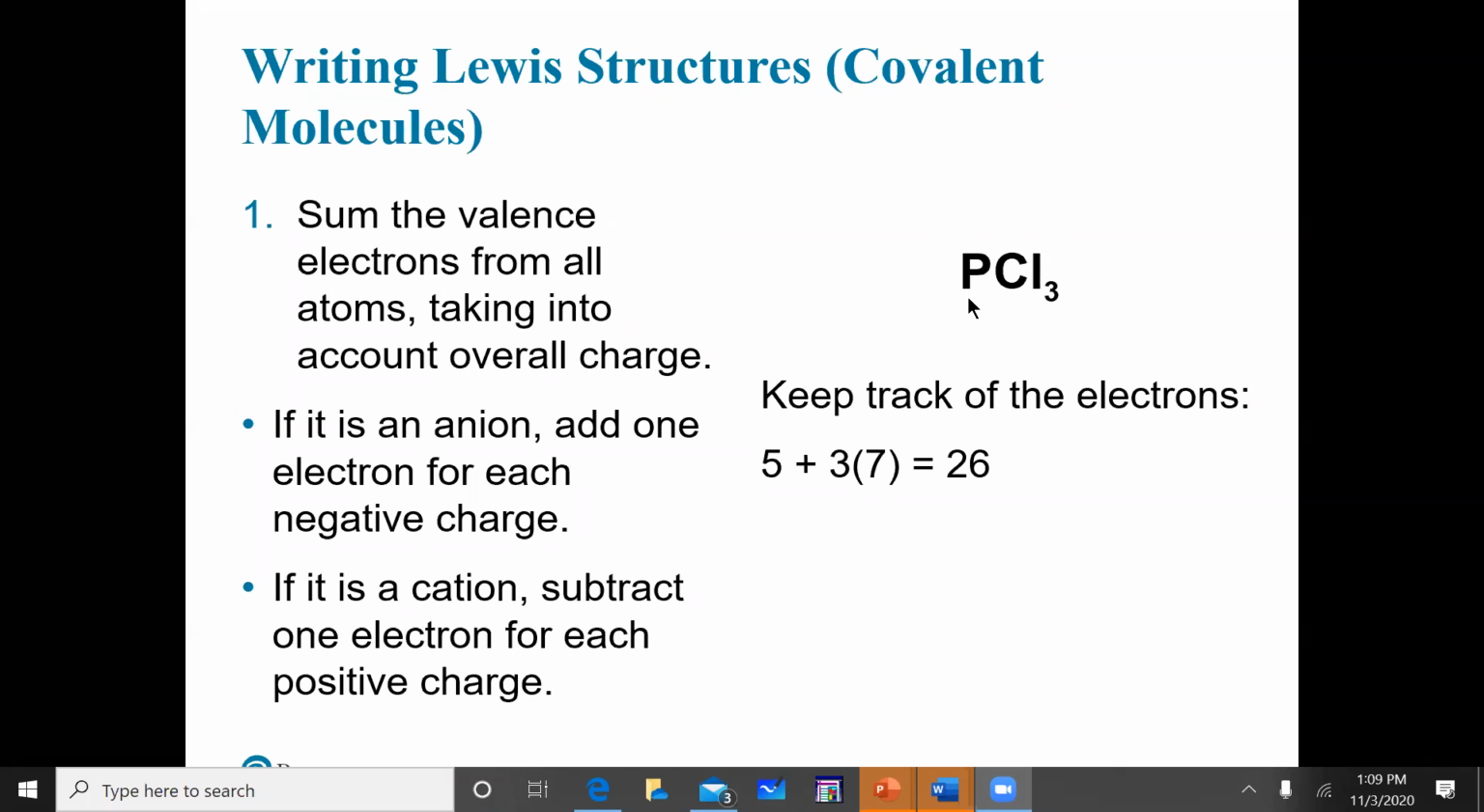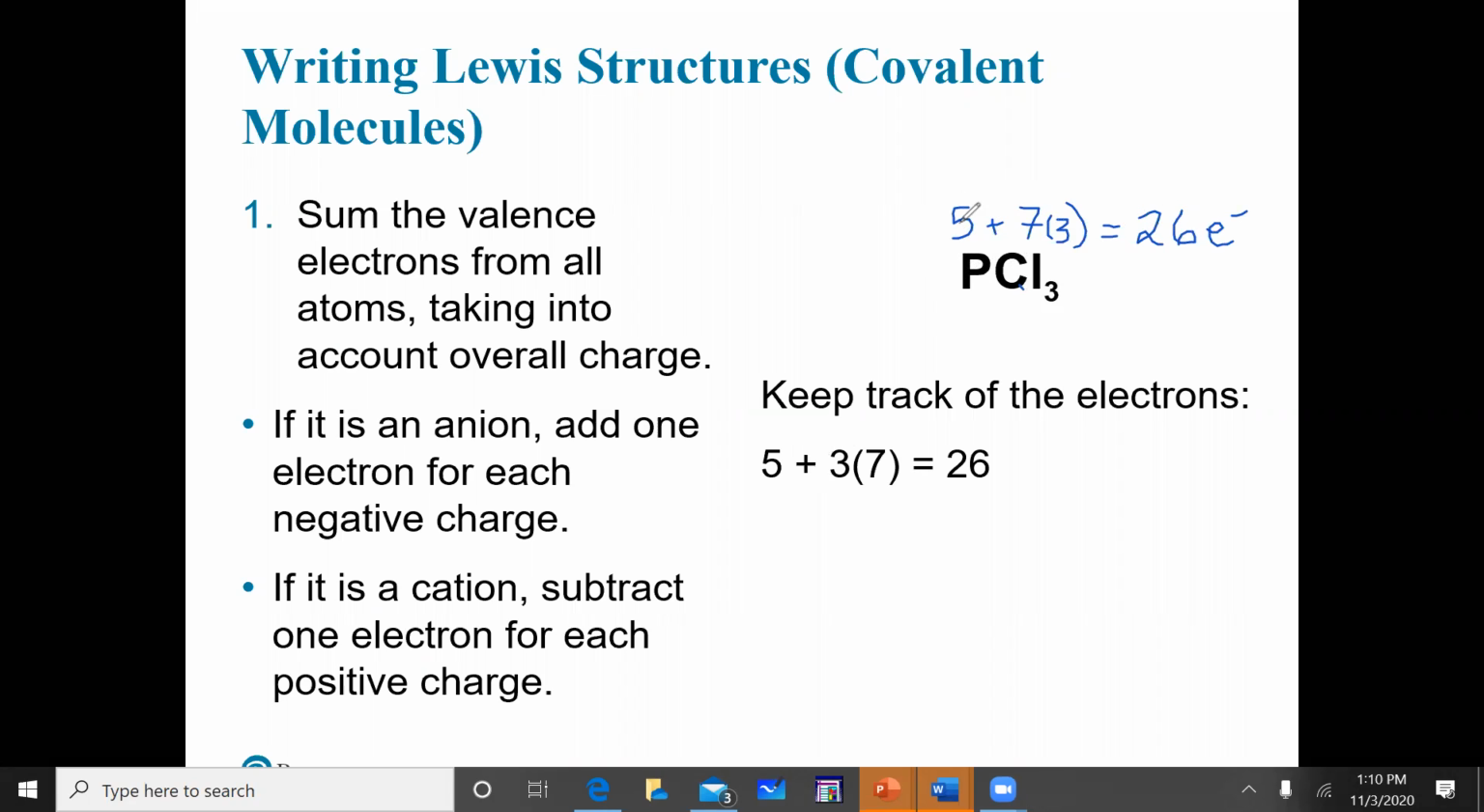So first off, I need to calculate how many electrons I get to mess around with, because I want to draw this Lewis structure. I want to figure out the distribution of electrons on these. So phosphorus is in column 5, so this has 5 valence electrons. Chlorine is in column 7, so it has 7 valence electrons. But in this molecule, I get 3 of them, so I need to multiply this by 3. That's where these numbers are coming from. So we end up having a total of 26 electrons.